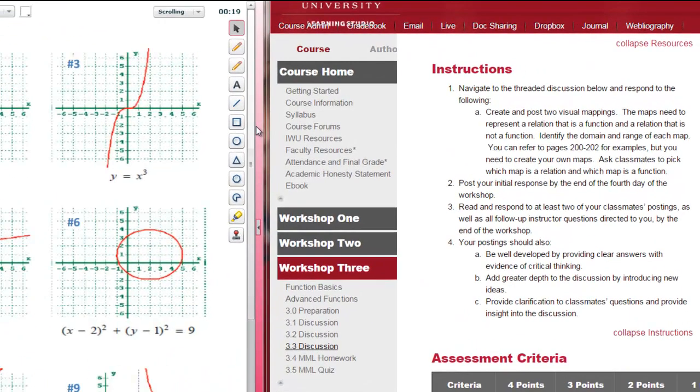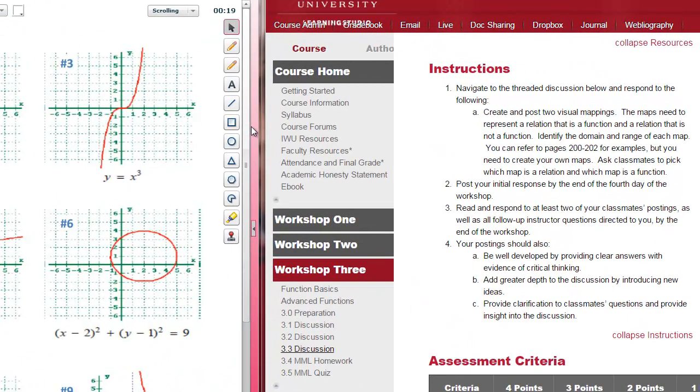So for this discussion, we're looking at discussion 3.3. This one says create and post two visual mappings. The mappings need to represent a relation that is a function and a relation that is not a function. Identify the domain and range of each map. You can refer to pages 200 to 202, but you need to create your own maps.